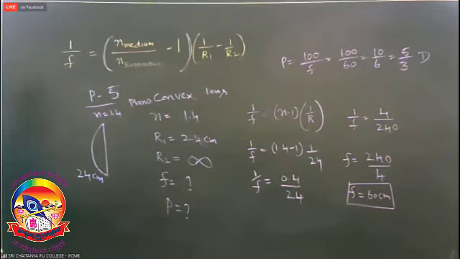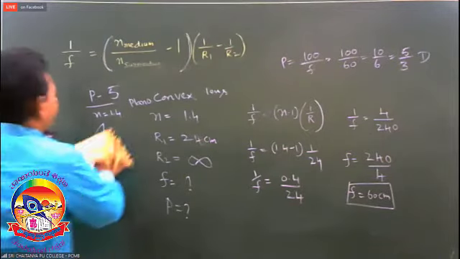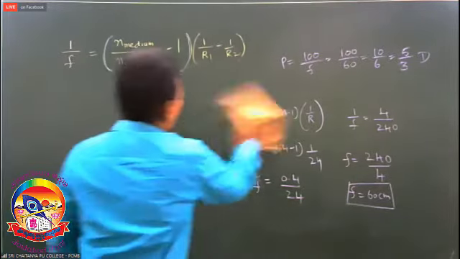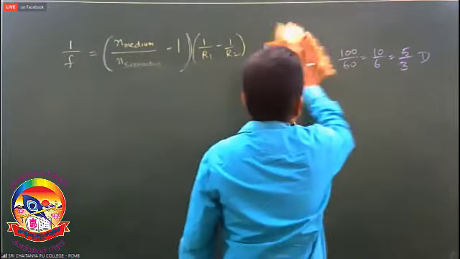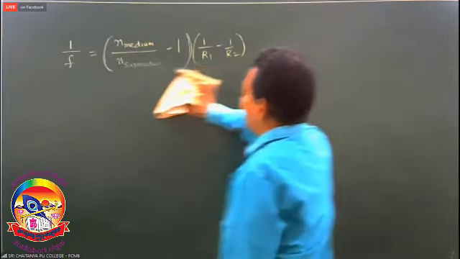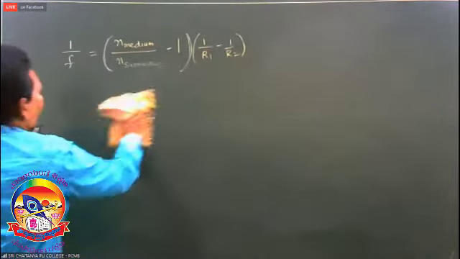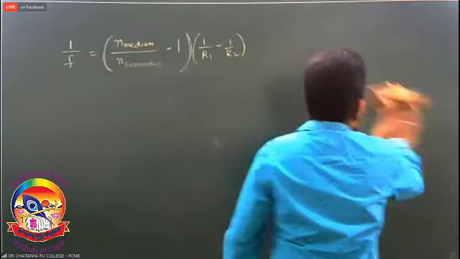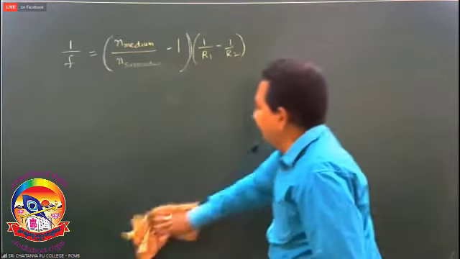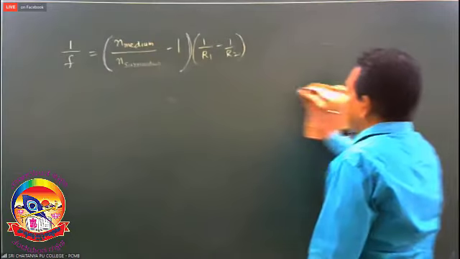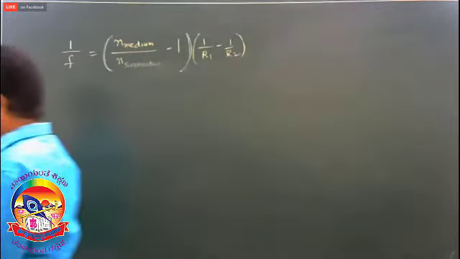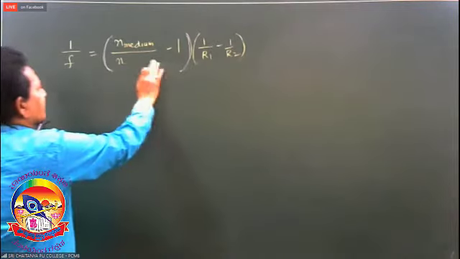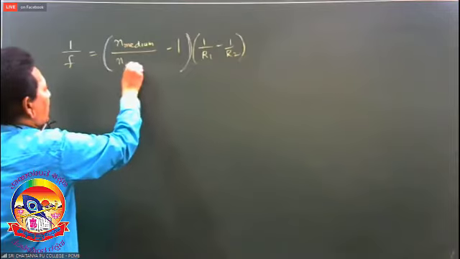So what is the formula for the lens maker? Formula: 1 by F is equal to N of the material divided by N of surroundings, minus 1, into 1 by R1 minus 1 by R2. Standard formula. This is N of surroundings.